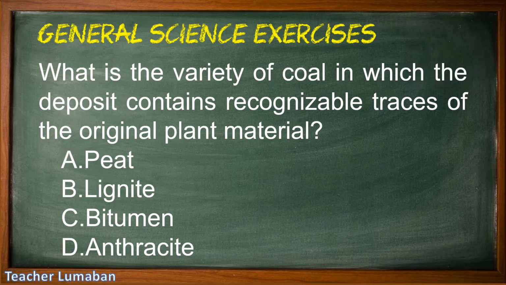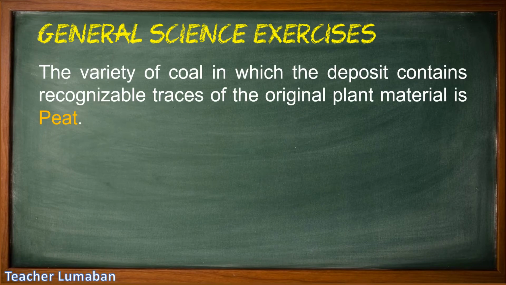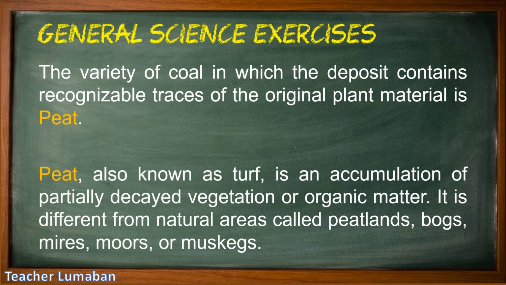The correct answer is letter A, peat. The variety of coal in which the deposit contains recognizable traces of the original plant material is peat. Peat, also known as turf, is an accumulation of partially decayed vegetation or organic matter. It is different from natural areas called peatlands, bogs, mires, moors, or muskegs.